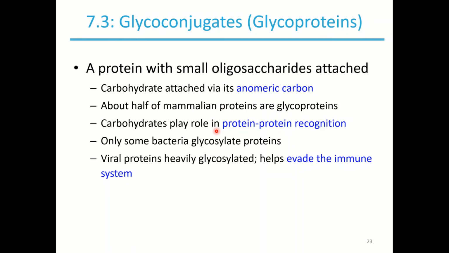One of the ways that these sugars attached to proteins play a role is in protein-protein recognition. And unlike mammalian biochemistry, only some bacteria have these glycosylated proteins, or proteins that have sugars attached to them. Viral proteins, however, are heavily glycosylated, and that helps them to evade the immune system of their host.